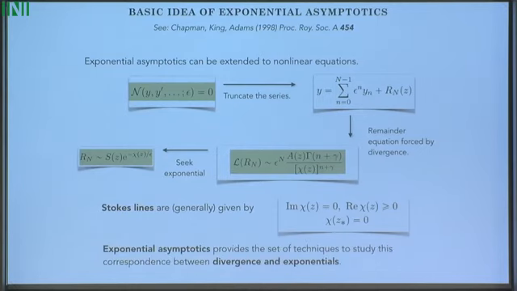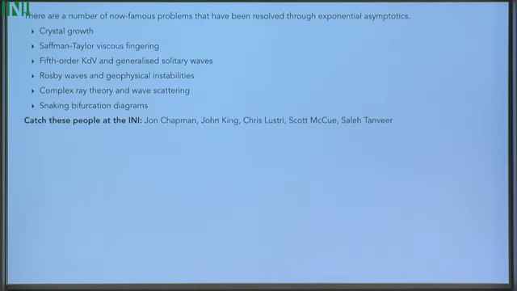Okay, and this is the end of the crash course. Exponential asymptotics provides this set of techniques to study this correspondence between divergence and exponentials. There's been a host of successes of this methodology over the many years, and you could fill a whole workshop with all the different nice applications ranging from crystal growth and Saffman-Taylor viscous fingering all the way to snaking bifurcation diagrams and on and on and on. And I've just put some pioneers and new talents in this field in the audience who've attended the workshop this week. So you can talk to them.